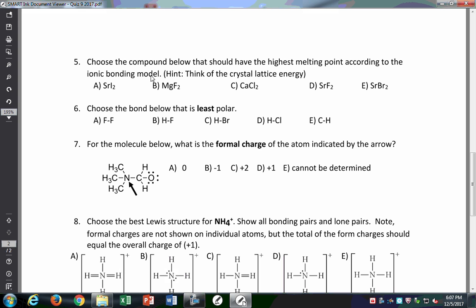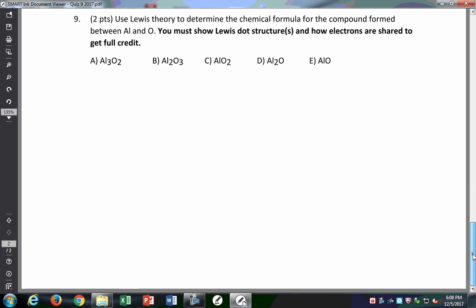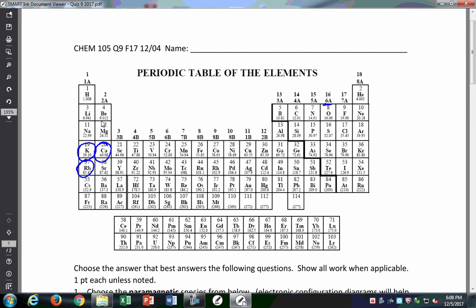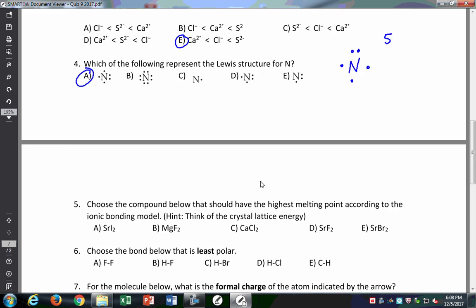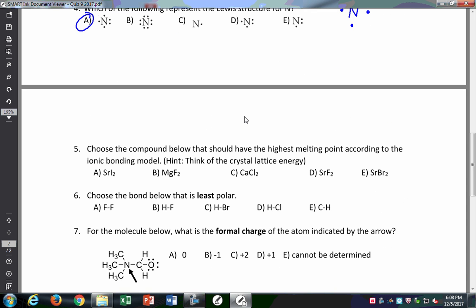So now that we know fluorines are our smallest halogen, what's the difference between magnesium and strontium? There you go. Magnesium, strontium, magnesium is smaller. So MgF2 is going to be our most stable crystal lattice, and that's going to be, therefore, our highest melting point. Now remember, the bigger the charges, the more stable, and that's going to be a bigger effect. But in this case, they all have the same charge separation.